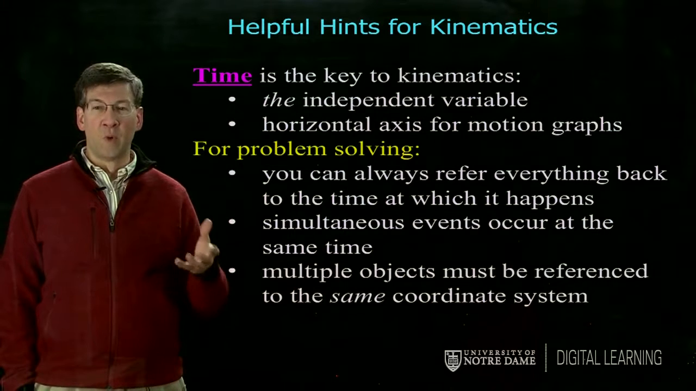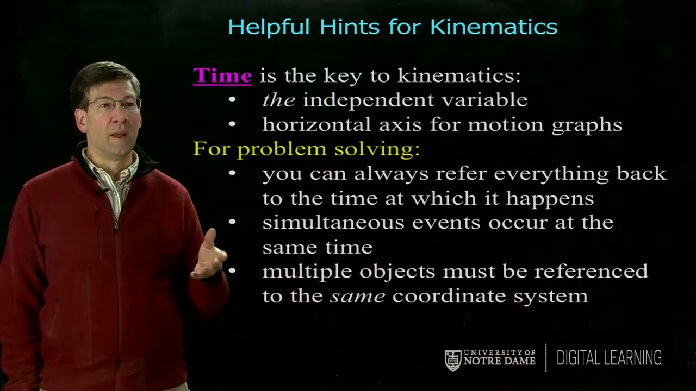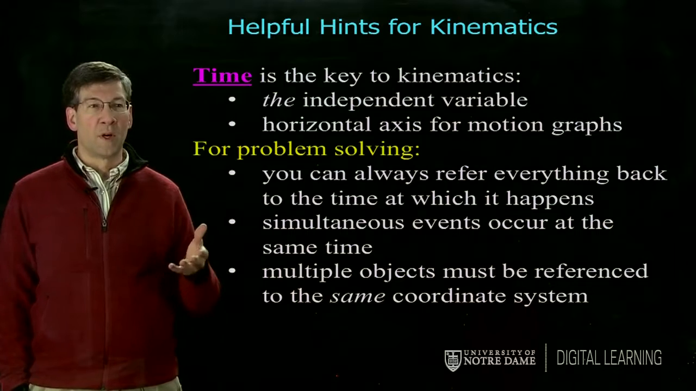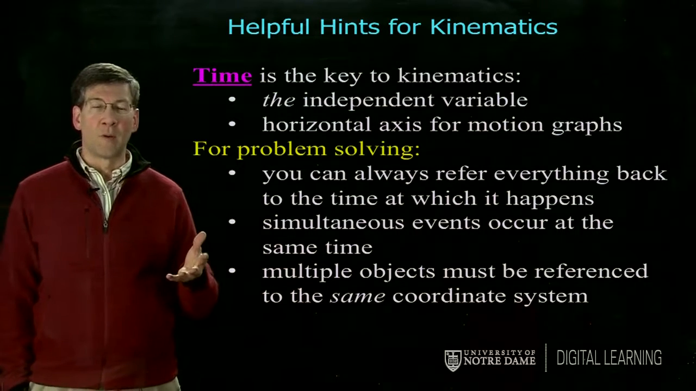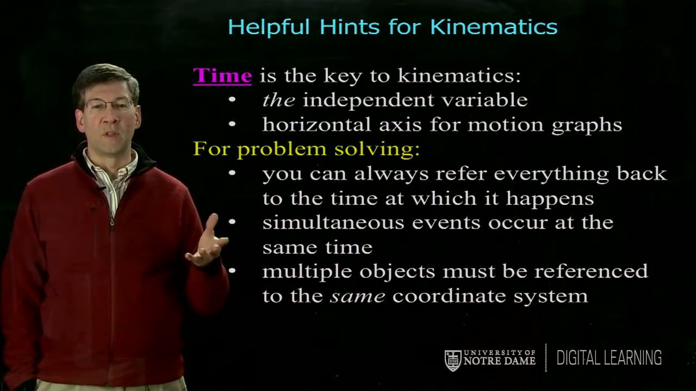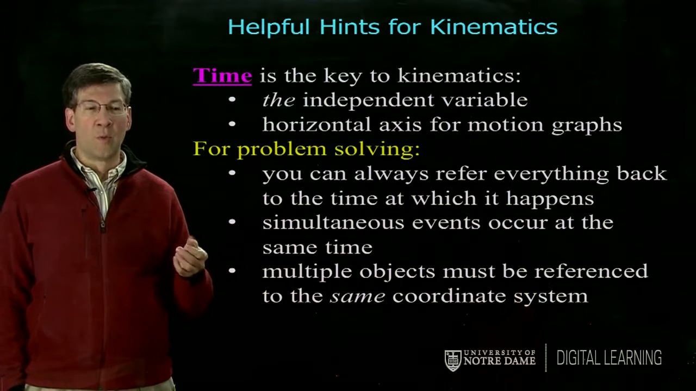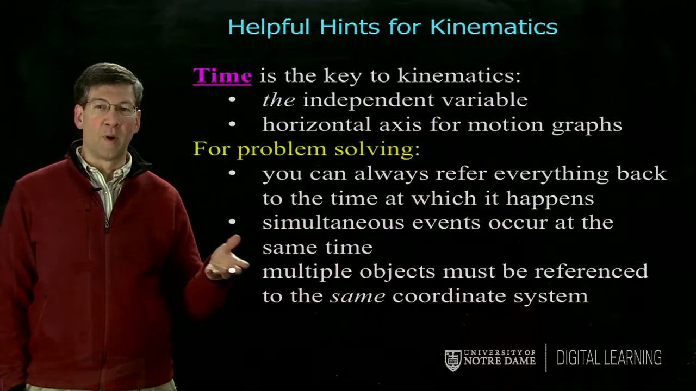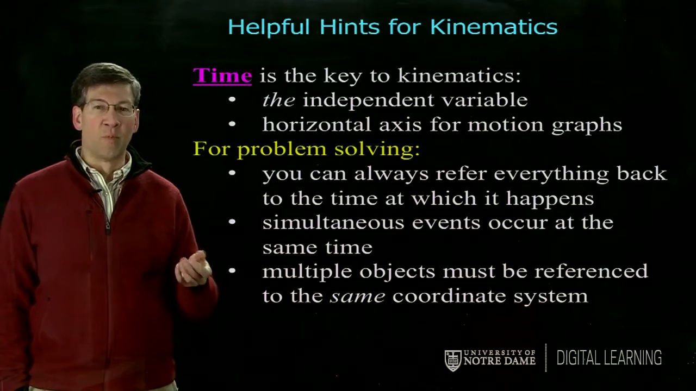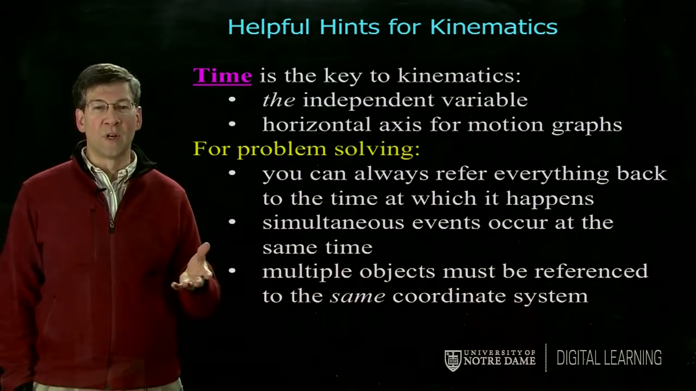If you have multiple objects that are moving in a problem, in order to understand where they are with respect to each other, we have to describe them using the same coordinate system. So if one of them is near the origin and one of them is far away, you want to use the same origin for both of them, or else it will be very confusing to understand where they are.